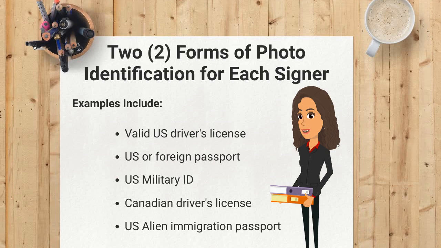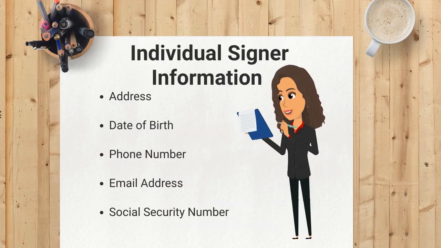Account signers will need 2 forms of photo ID at most banks. Examples include a valid U.S. driver's license, U.S. or foreign passport, U.S. military ID, Canadian driver license, or U.S. alien immigration passport. Students who will be on the account will have to provide their present address, date of birth, phone number, email address, and social security number. Additionally, all signers will need to be present.